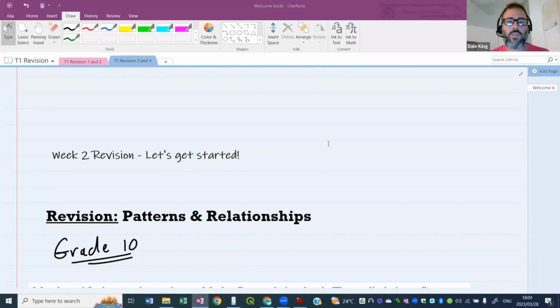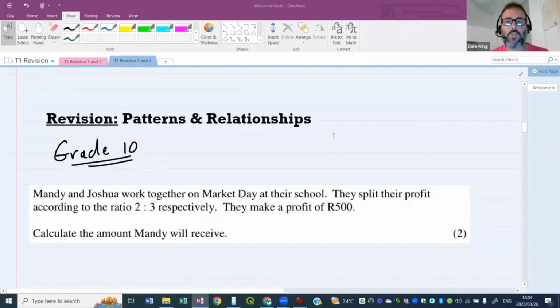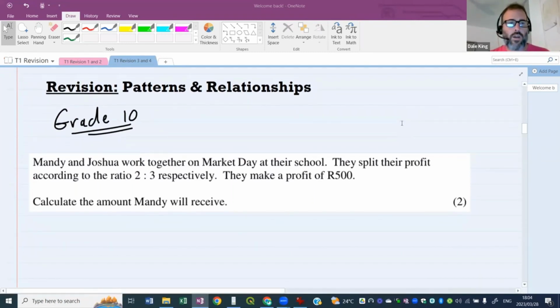Everything here. We're going to start off with a grade 10 question. Just remember, grade 11s, you're more than welcome to do these calculations. Always good to practice, but grade 10, this is aimed at you guys. Let's have a look. We've got this question about ratios.